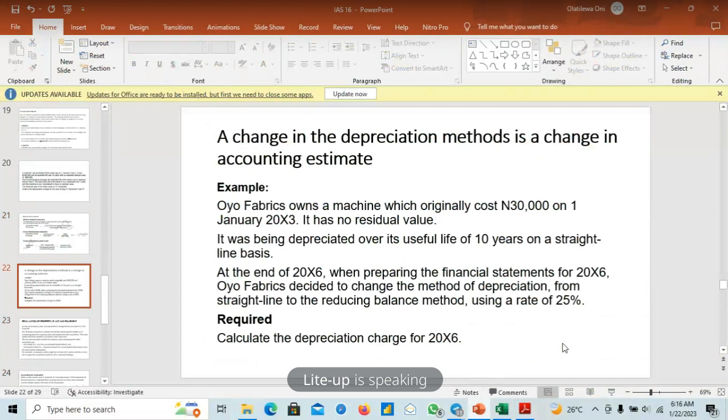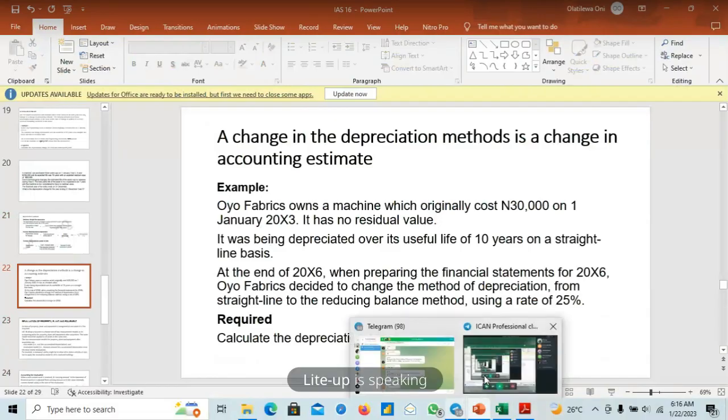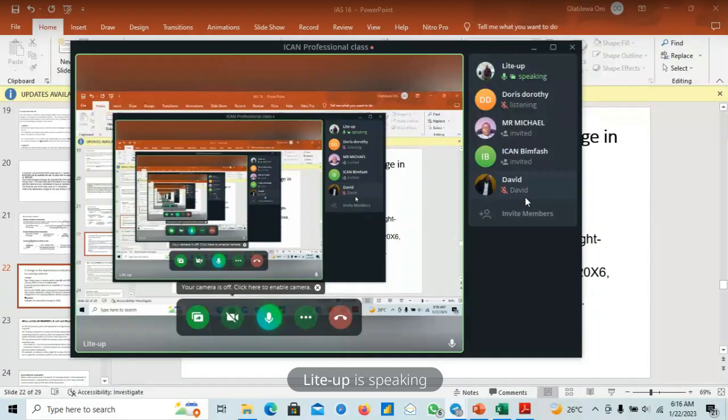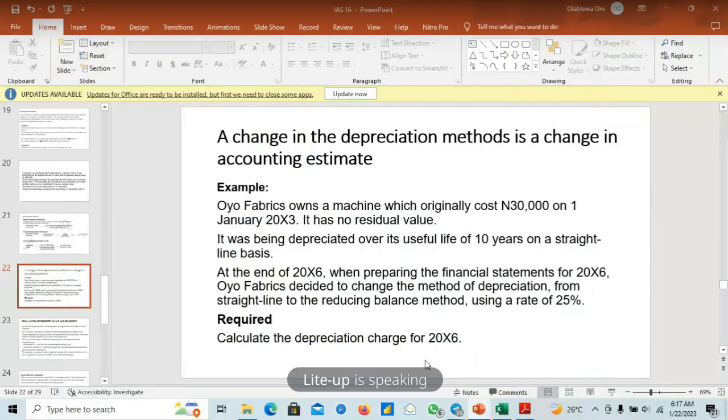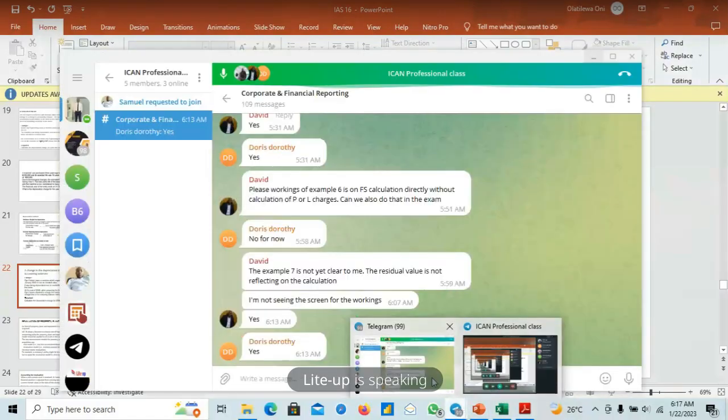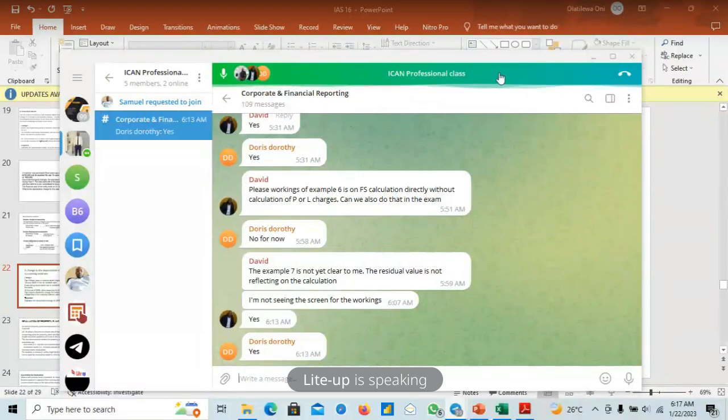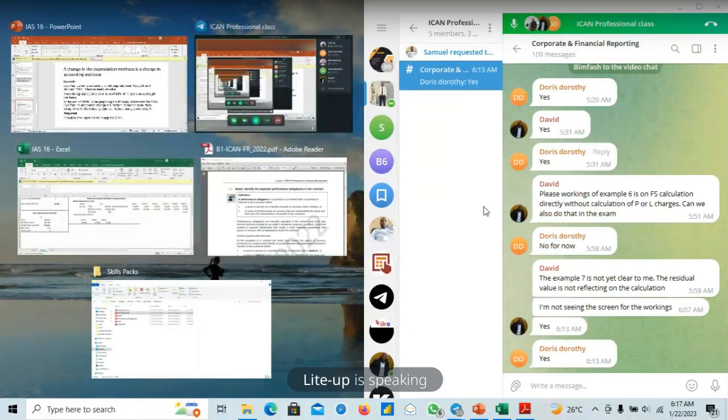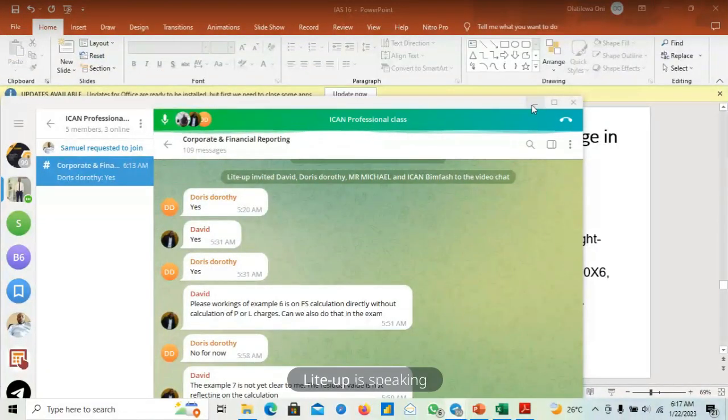Can I give you a task to work on this new example, so that it becomes engaging? Let me hear from you. Let me see your response in the chat. Can you work on this new example yourself?